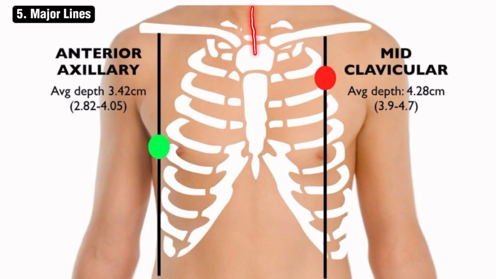There's a line that passes through the middle of the sternum, which is called the mid-sternal line. And then there's a line that passes through the midpoint of the clavicle and the tip of the ninth costal cartilage, called the mid-clavicular line.